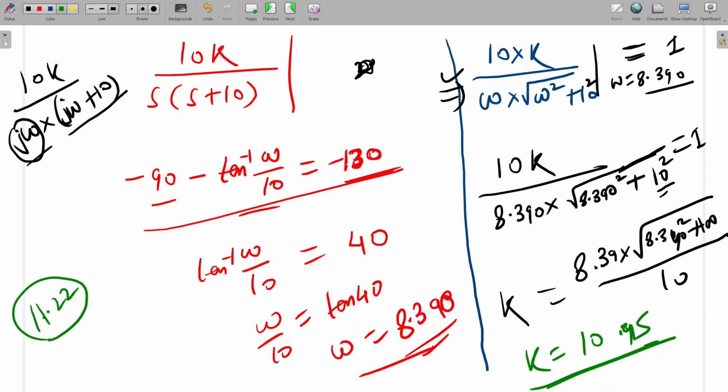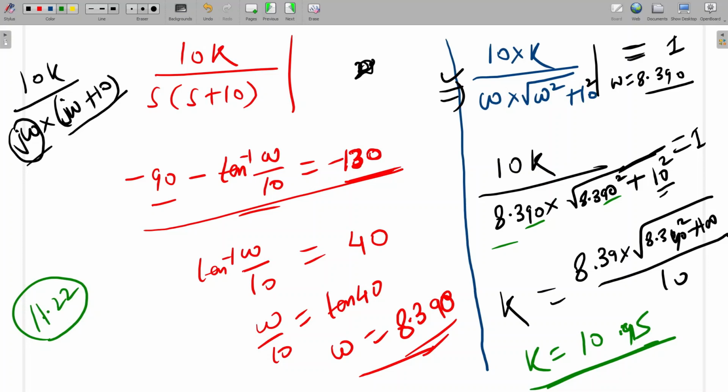Bode, I think that is more accurate, because here we are taking just 3 points. Bode will take more decimal points. Okay, that's why Bode is more accurate. Is it clear?